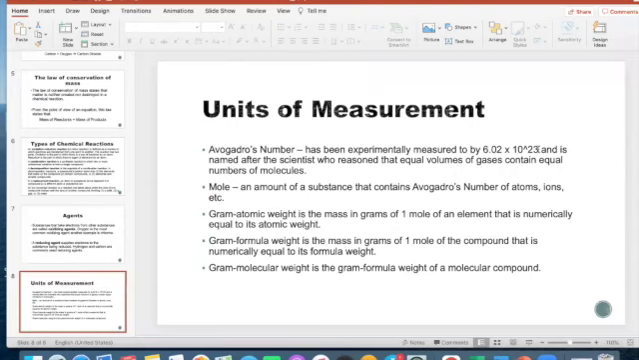And then we have gram atomic weight. So this is the mass in grams of 1 mole of an element that is numerically equal to its atomic weight. We have the gram formula weight. All right, this is the mass in grams of 1 mole of the compound. All right, that's numerically equal to its formula weight. And then we have the gram molecular weight. All right, so this is the gram formula weight of a molecular compound. All right, so that's the gist of chapter 10.